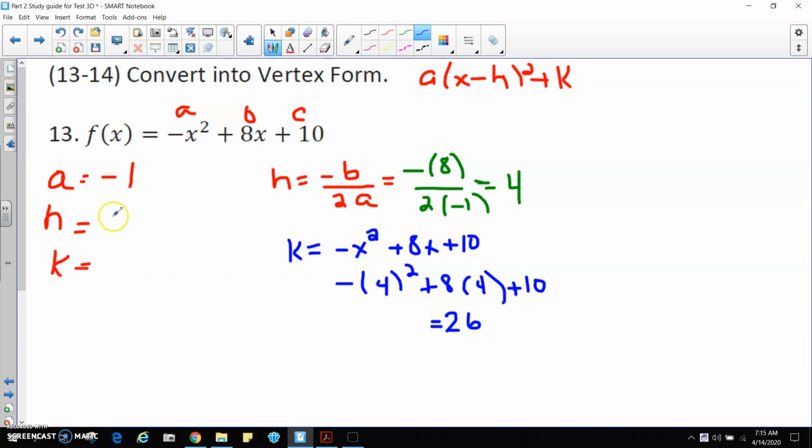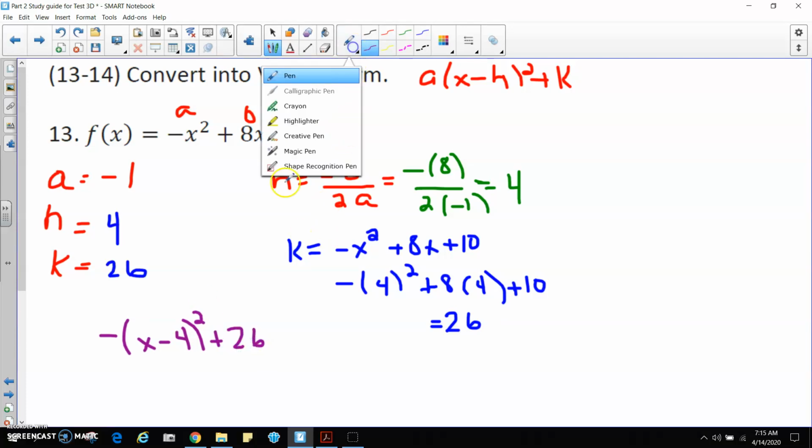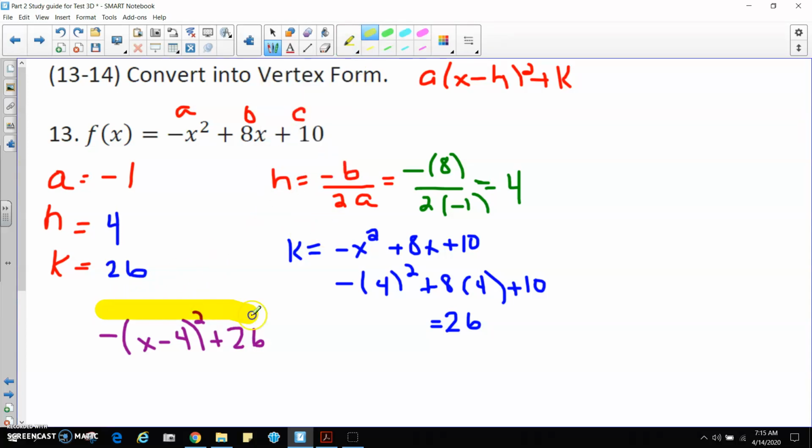So now that we have our 4 for H and our 26 for K, we can write our equation. Our equation is now going to be A, which is -1. You can put a 1 or just a negative. Parentheses x minus our H, which is still a +4, so it doesn't change, squared plus 26. Hopefully I didn't confuse you too bad.